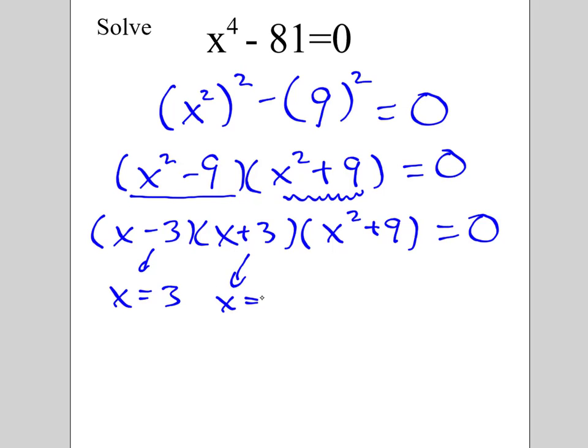This is going to be x equals negative 3. And then you can try this. And this is always good to try a couple times until you're absolutely comfortable with it. And then you'll start to see the pattern.